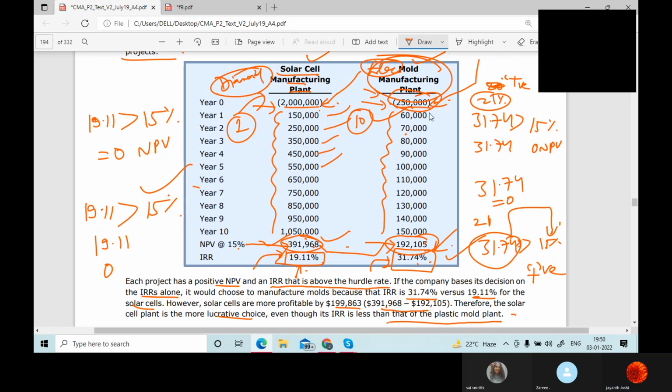Plus, you see the patterns. Here the cash flows are increasing only by 10,000. Here the cash flows are increasing by 50,000, and then 1 lakh. Here just 10,000. Are you seeing the difference clearly?